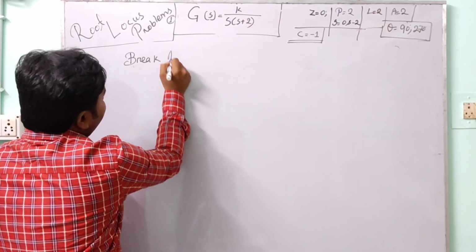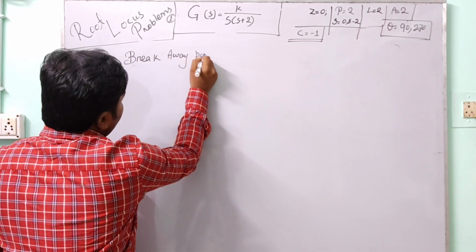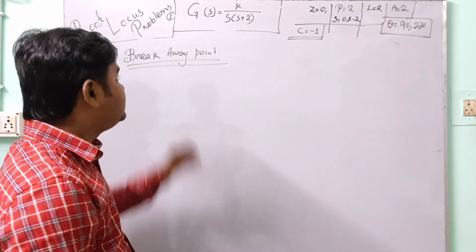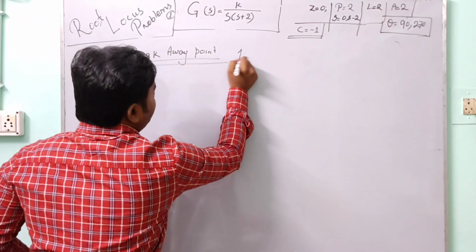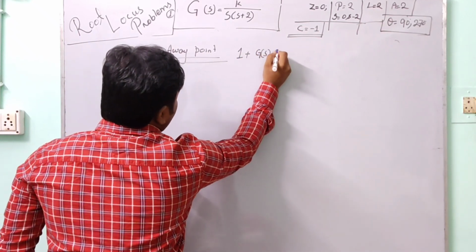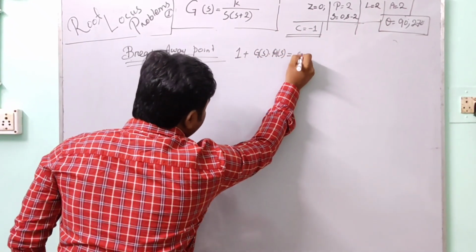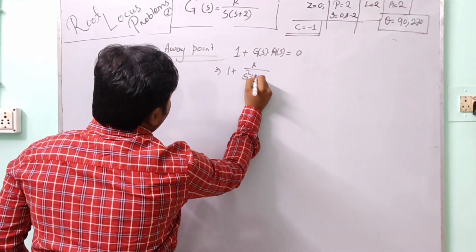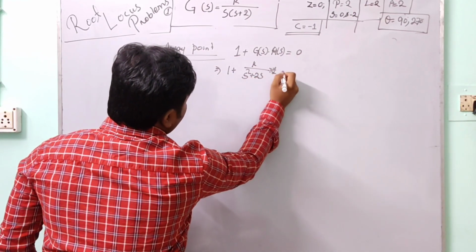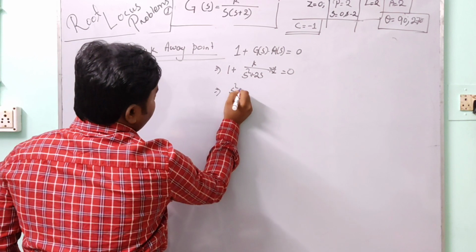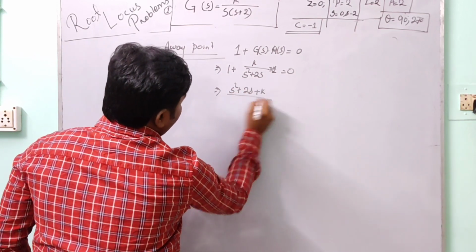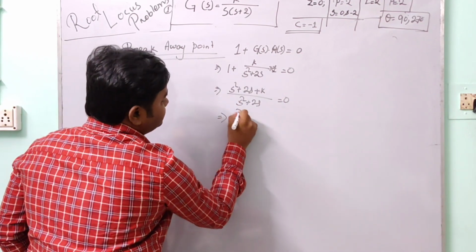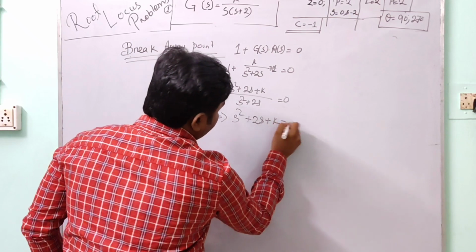Next we will go for the breakaway point. We have studied that for the breakaway point I have to use the characteristic equation, that is 1 plus G(s)H(s) is equal to 0. That implies 1 plus k divided by s square plus 2s into 1 is equal to 0. That implies s square plus 2s plus k divided by s square plus 2s is equal to 0. By cross multiplying I get s square plus 2s plus k is equal to 0.